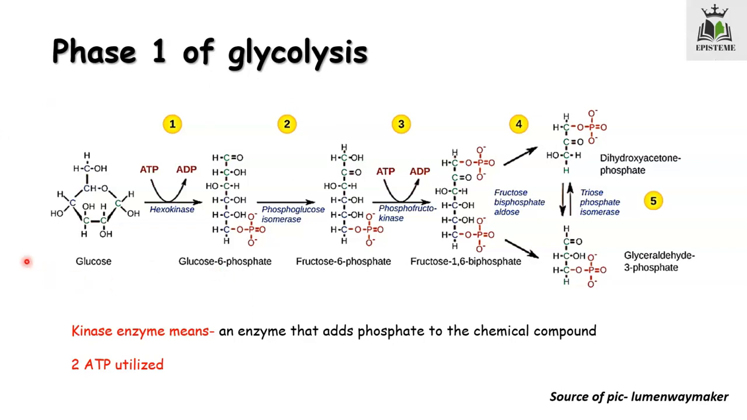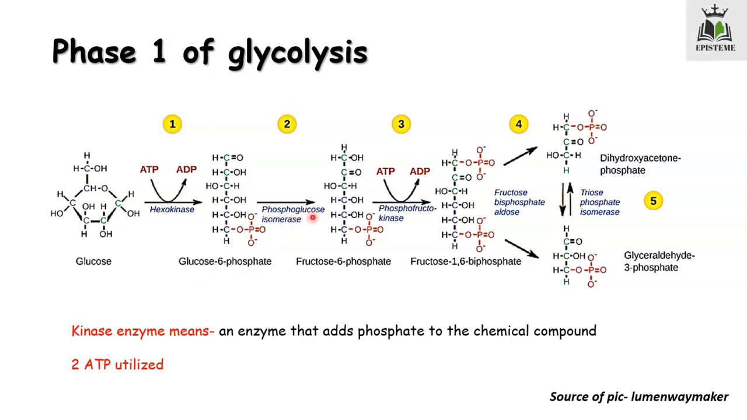In phase 1 glucose is converted to glucose 6-phosphate by the hexokinase enzyme. And remember, a kinase enzyme adds a phosphate group to the product, and there is also involvement of ATP. Here the ATP, that is adenosine triphosphate, is converted to adenosine diphosphate. That means one phosphate group is released, because from tri we are converted into diphosphate. The phosphate that is released gets added to the 6th carbon of glucose, and we get glucose 6-phosphate.